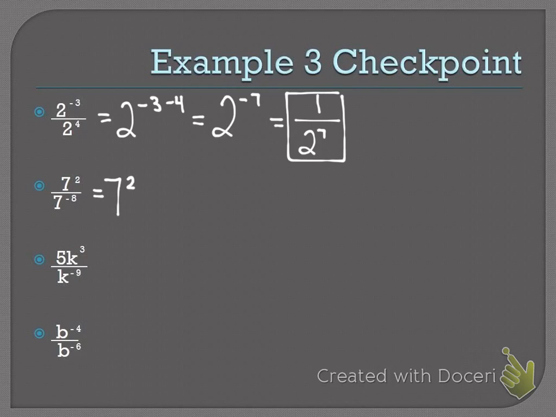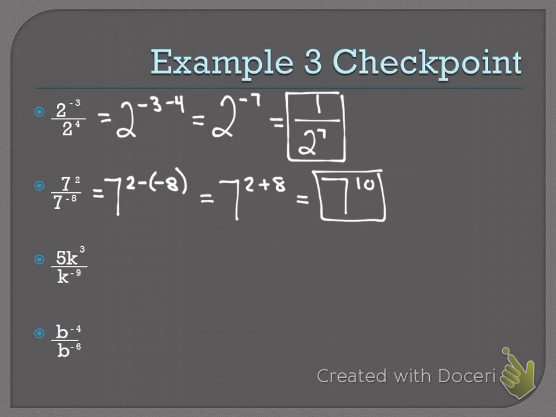7 to the 2nd power minus negative 8. Because quotient of powers says that you subtract the exponents if they have the same base. Well, what if it's already negative? It makes it a double negative. 7 to the 2nd power minus negative 8 becomes 7 to the 2nd power plus 8, 7 to the 10th.